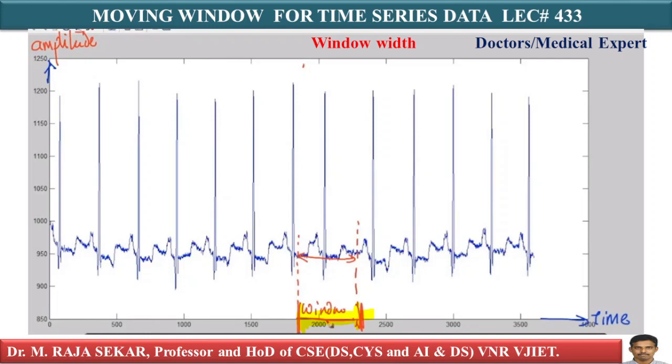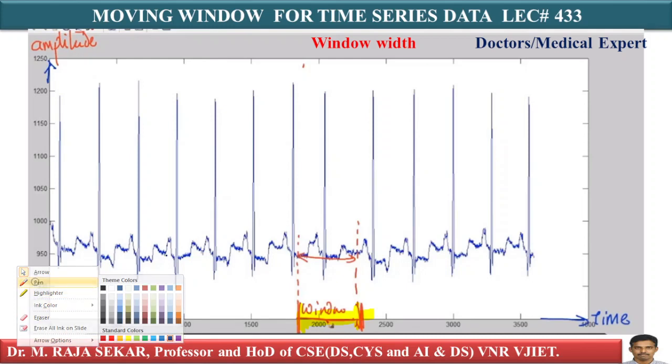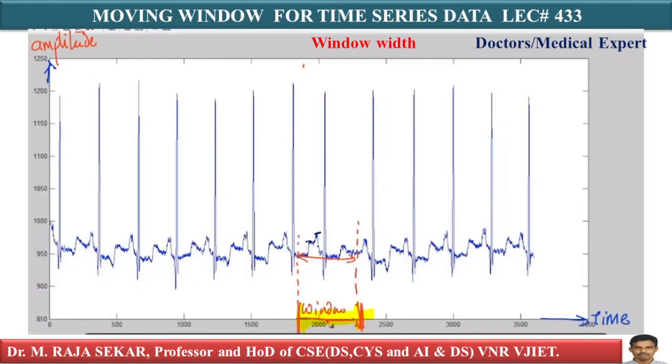They might look for these peaks. If you observe carefully, there are peaks, this peak, this peak. It always depends on the domain expert. Doctors, in this case medical experts, are the domain experts. Ask them what this signal is, what they look at in the signal, and what their interpretation is. Based on that, we can featurize.